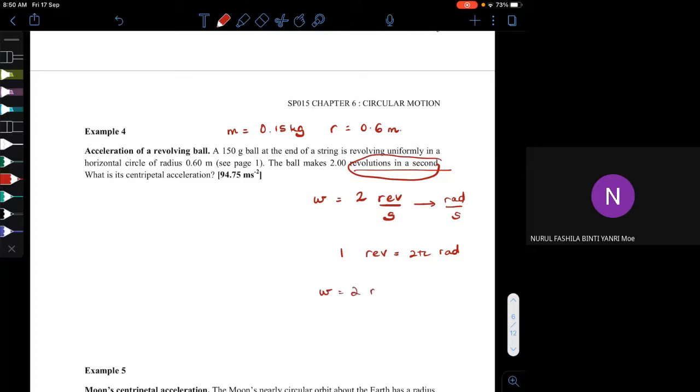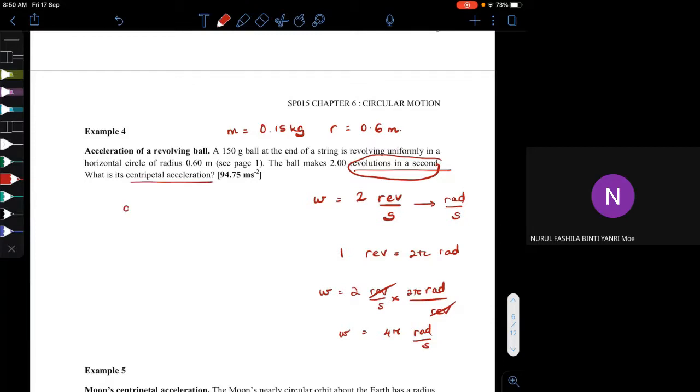So 2 revolution per second. Remember, kita nak yang unit kat atas tu, kita letak kat atas. Revolution kita letak kat bawah sebab kena cancel. I think second tak perlu tukar sebab dia dalam SI unit sudah. So this one would be 2 darab 2 pi, 4 pi radian per second. So this is your omega. Okay, and then soalan minta centripetal acceleration.